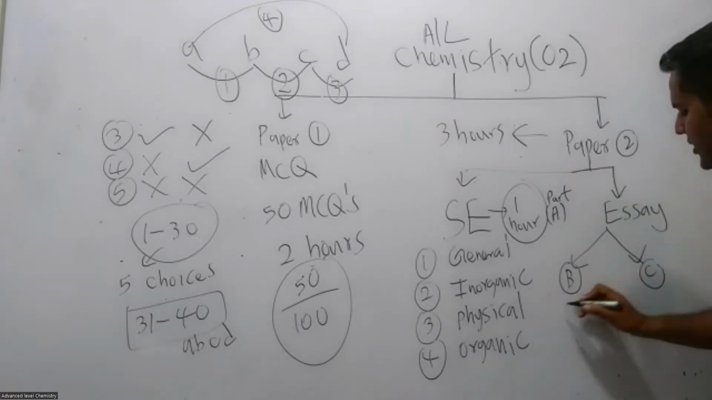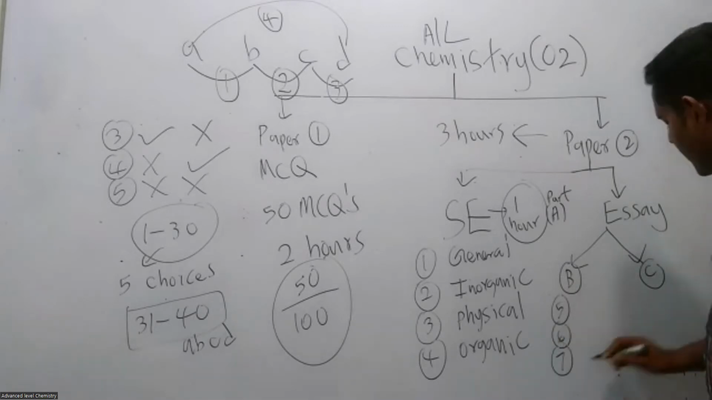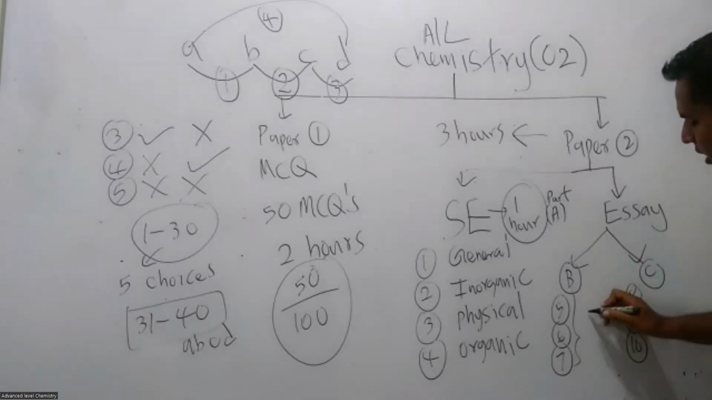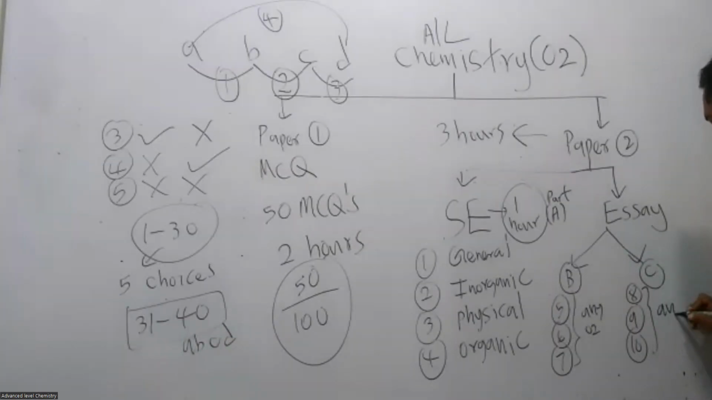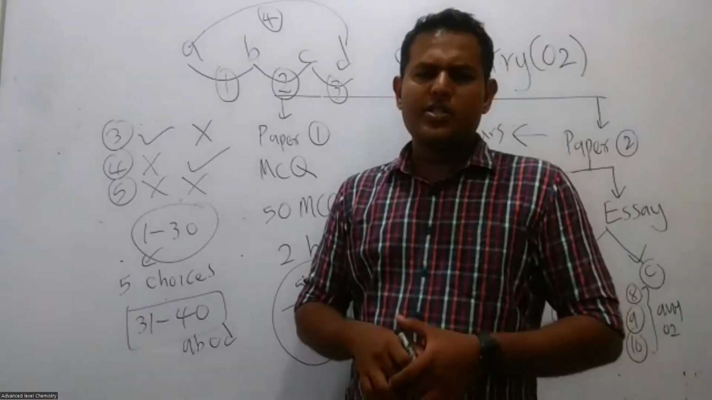In part B, we have 3 questions, 5, 6, 7. In part C, we have 8, 9, 10. From here, you can do any 2 questions, and from here also, you can do any 2 questions. Okay? So what is the basis of this categorization? There's no such basis.